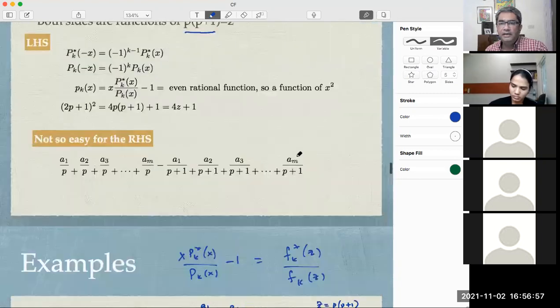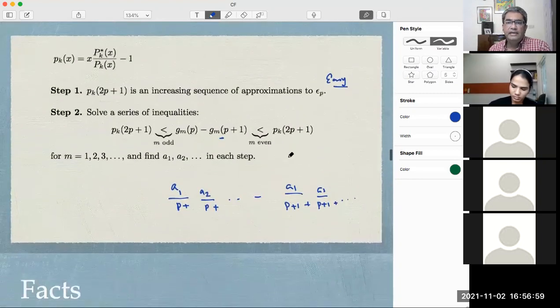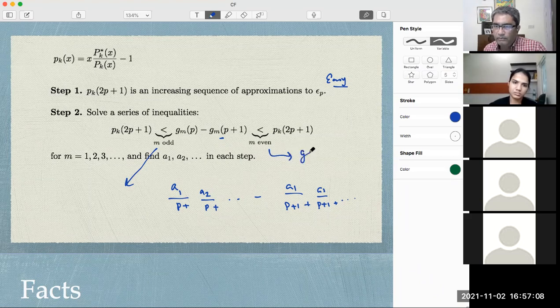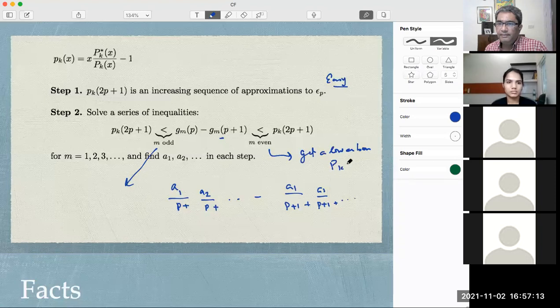So let me, there's one thing I forgot to mention. If we get a lower bound for pk, so pk 2p plus 1 is bigger than something, and it's also less than ep because it's increasing. So if we get a lower bound for pk, we get a lower bound for ep.